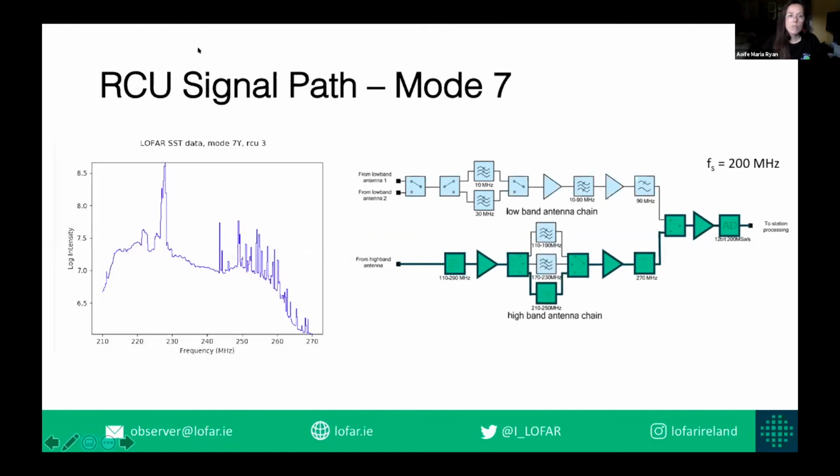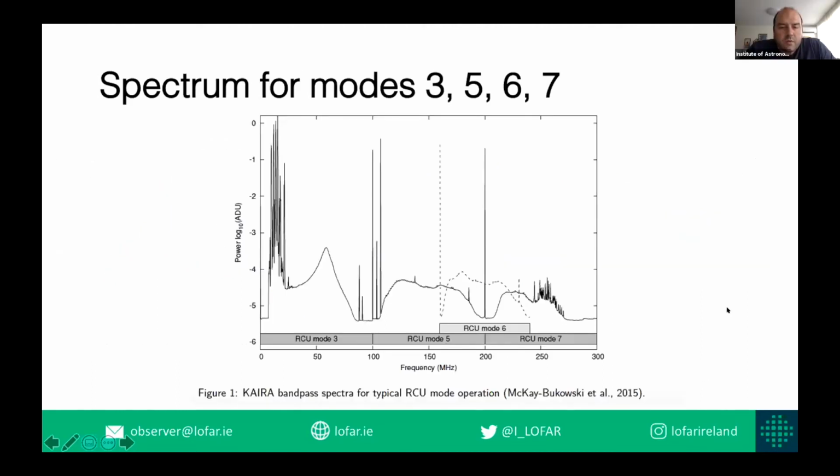And then finally, mode 7, our last observing mode, goes from 210 to 270 megahertz. You can have a look at the signal path in your own time if you're interested. I have a quick question, sorry. I was going to ask why the responses are so different every single time. But this is it, okay.